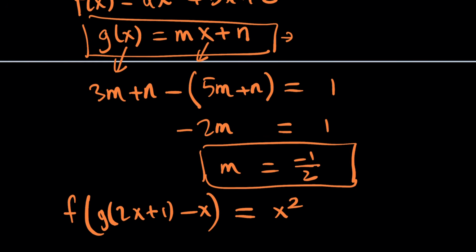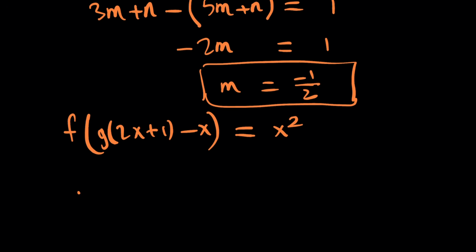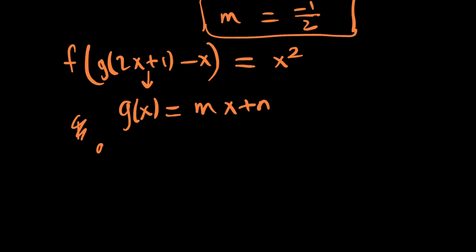Let's go ahead and do that here. G of 2x plus 1, or let's do it here. G of x, that's just notability being notability. G of x is mx plus n, so we're supposed to find this from here. So what is g of 2x plus 1 minus x?